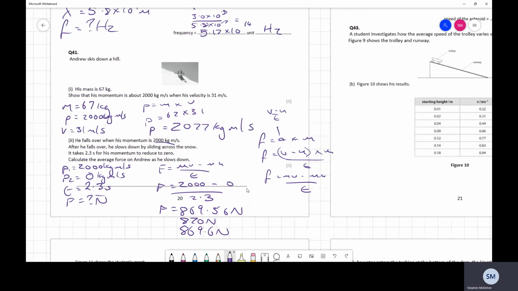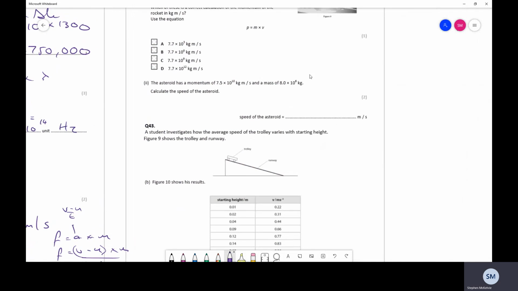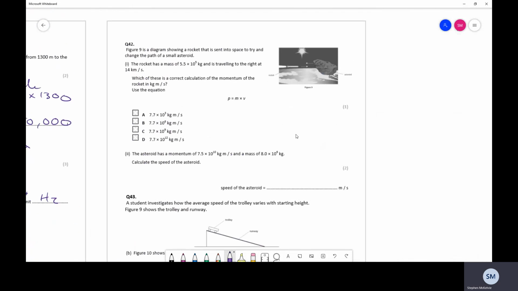Alrighty then. Figure 9 is a diagram showing a rocket that is sent to space to try and change the path of a small asteroid. Oh, wow. The rocket has a mass of 5.5 times 10 to the 5 kilograms. It is traveling to the right at 14 kilometers per second. That's fast. Which of these is the correct calculation of the momentum of the rocket in kilogram meters per second?